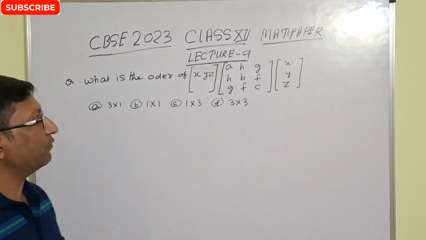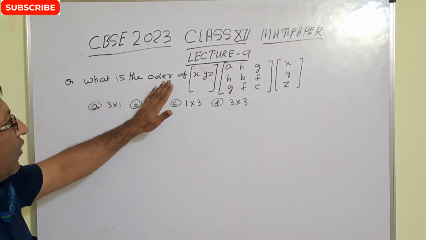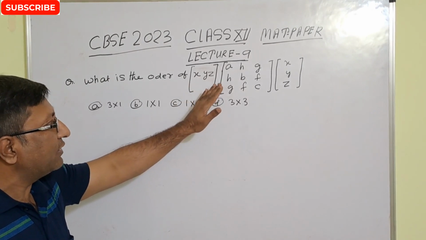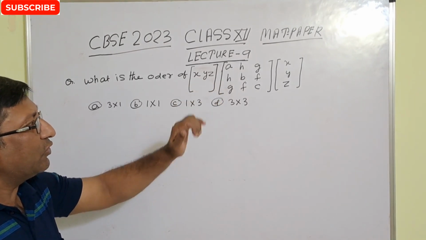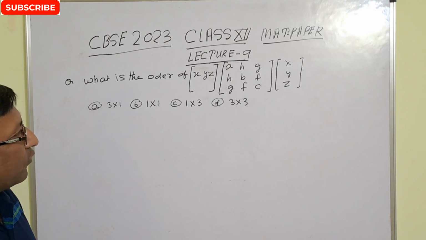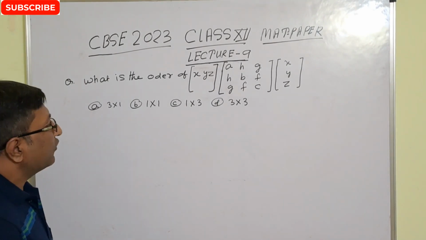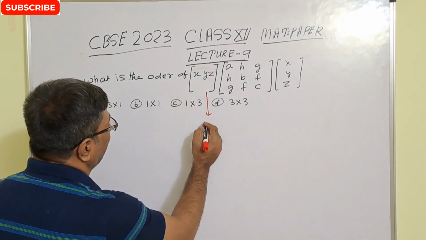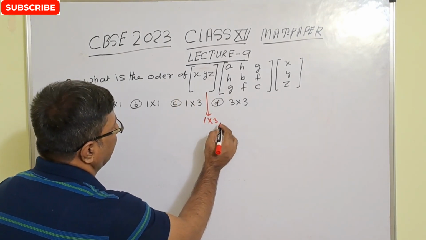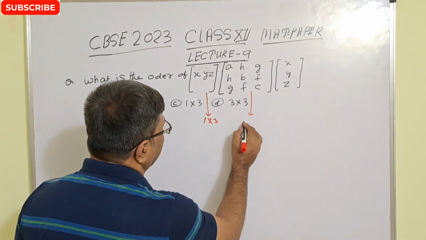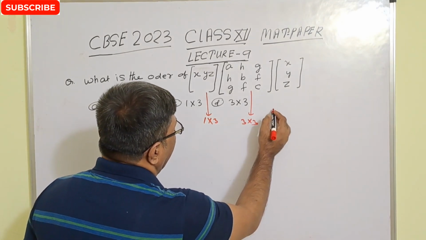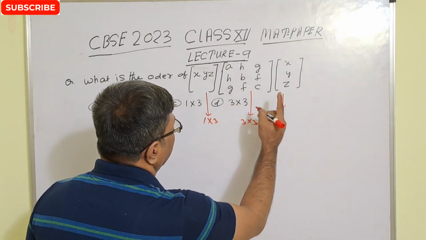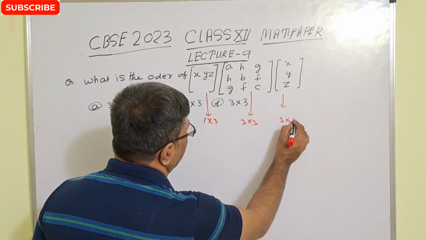Let us see the question. Question is: what is the order of the product of XYZ into the matrix HG, HBF, GFC into XYZ? For this type of question, what is the simple technique? First see what is the order of this. This order is first row 3 column 1 into 3. What is the order of this matrix? 3 by 3, right? And what is the order of this? That is 3 rows and first column, 3 into 1.